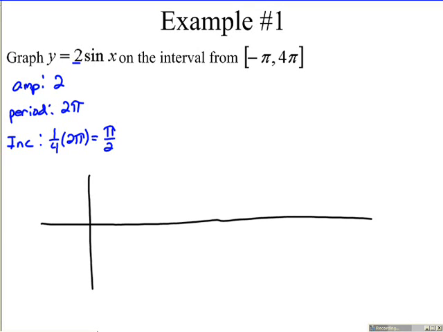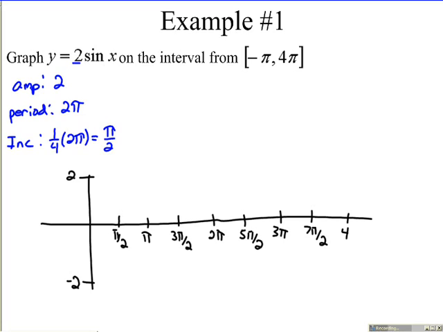Nothing else is going to change as far as the setup. Amplitude now is 2, so instead of going up to 1 and negative 1, it's going to go up to 2 and down to negative 2. Increment is still pi over 2, so I'm still starting at 0 and add the increment. Pi over 2, pi, 3 pi over 2, 2 pi, 5 pi over 2, 3 pi, 7 pi over 2, and 4 pi.